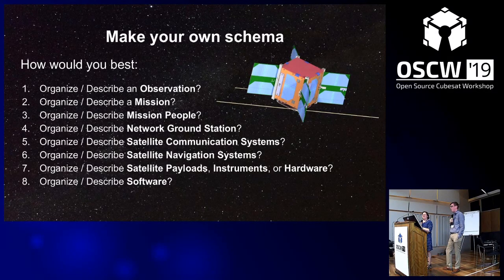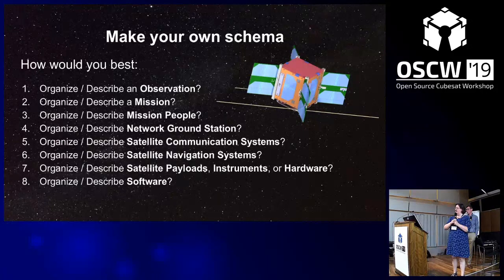Okay, so if you're interested in this, everyone's going to get up and move around the room to get to your group. If you're interested in looking at the schema for observation, go to the back corner over there. Mission will be up here in the front. Mission people will be in the back in the middle. Network ground stations in the front middle. Satellite communication systems in the back over there, and satellite navigation systems up here. Satellite payloads, instrument, and hardware are going to be on the side over here. And brave people who want to talk about software can join us here for group 8.